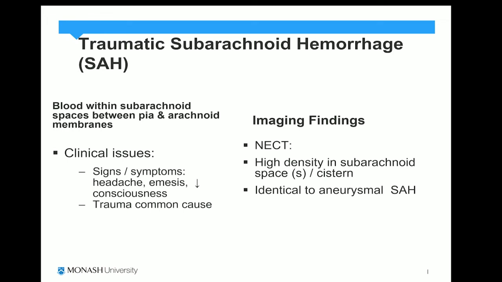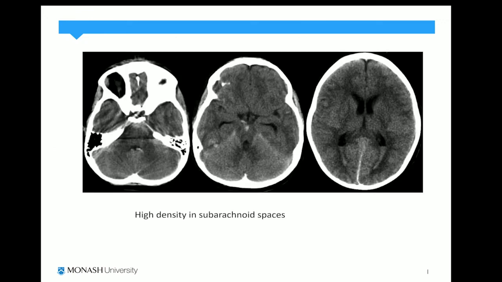a stroke. So on a non-enhanced CT scan, there will be high density within the subarachnoid spaces and the cisterns, and it looks, as I already mentioned, identical to an aneurysmal subarachnoid hemorrhage. So if you look at these images, you'll be able to see here around the cisterns that there is an increase in density of blood uptake, and similar here as well within the subarachnoid spaces.